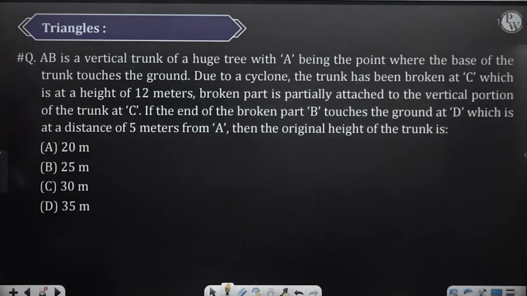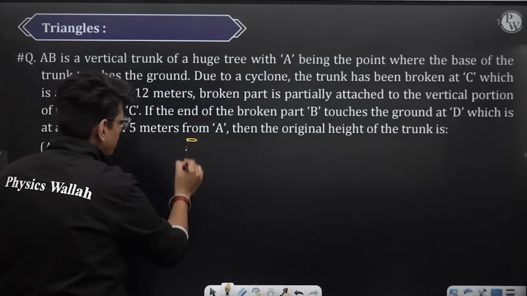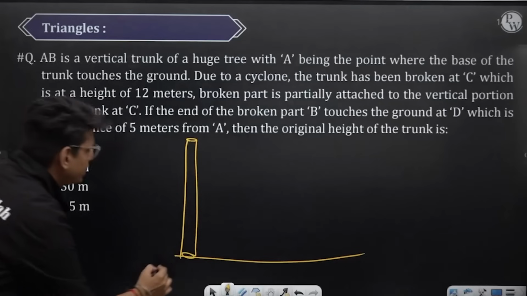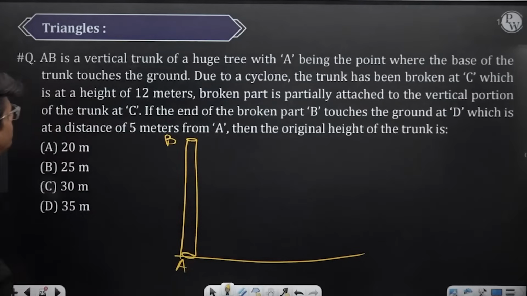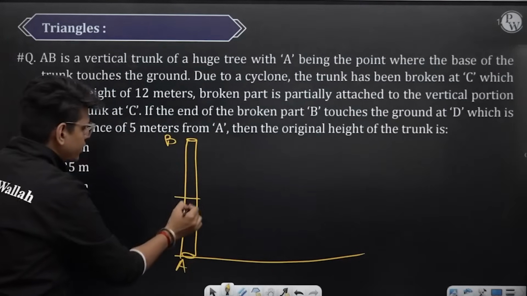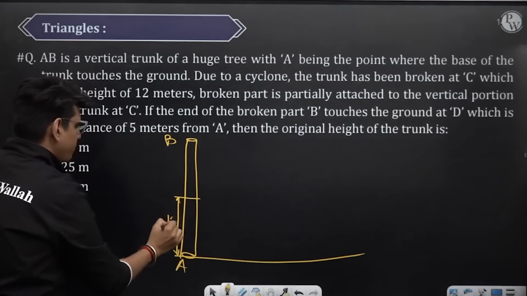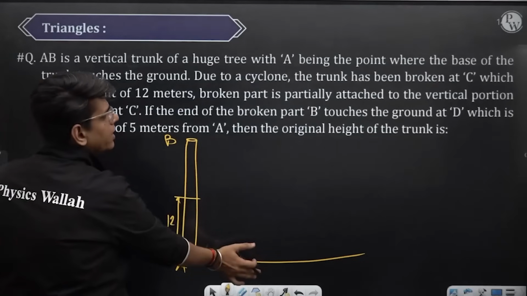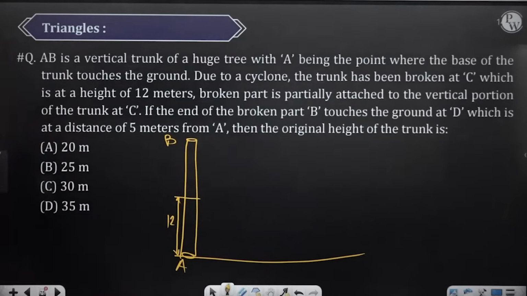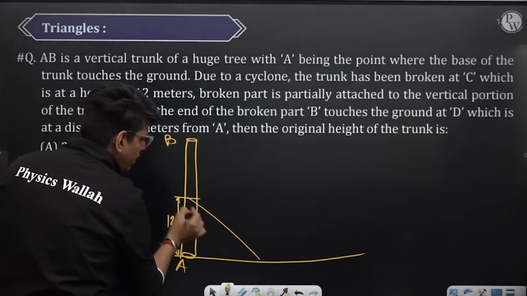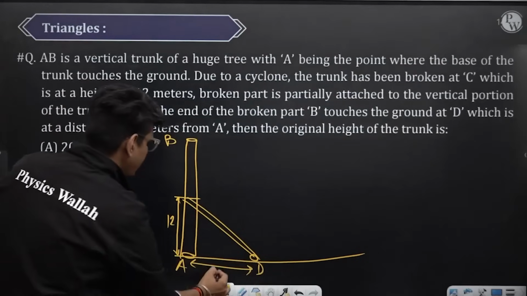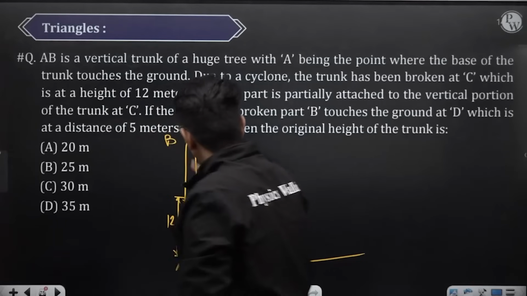AB is a vertical trunk of a huge tree. Suppose this is a vertical trunk, and this is the ground, A being the point at the base. This is A, this is B. Due to a cyclone, it breaks from a point C, which is at a distance of 12. The broken part is partially attached to the vertical portion of the trunk at C. The end of the broken part, B, falls and touches the ground at point D, which is at a distance of 5 meters. And we have been asked what is the total length AB.